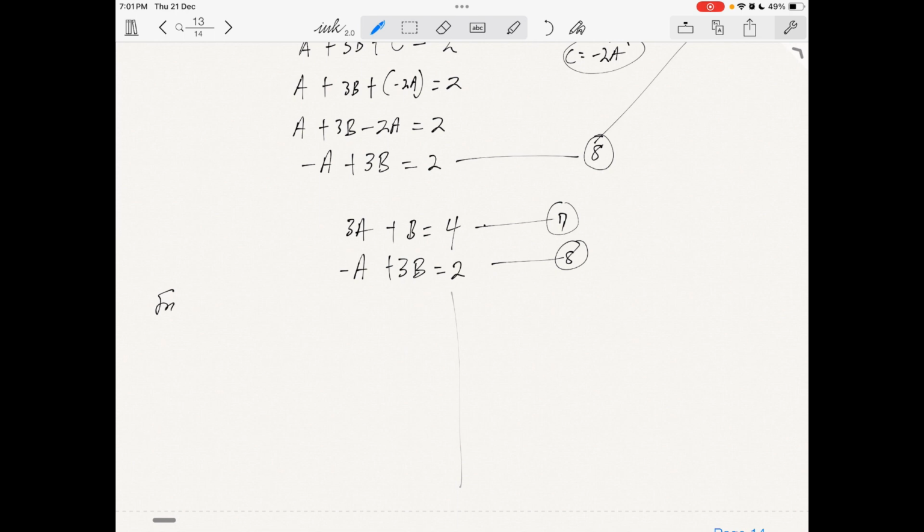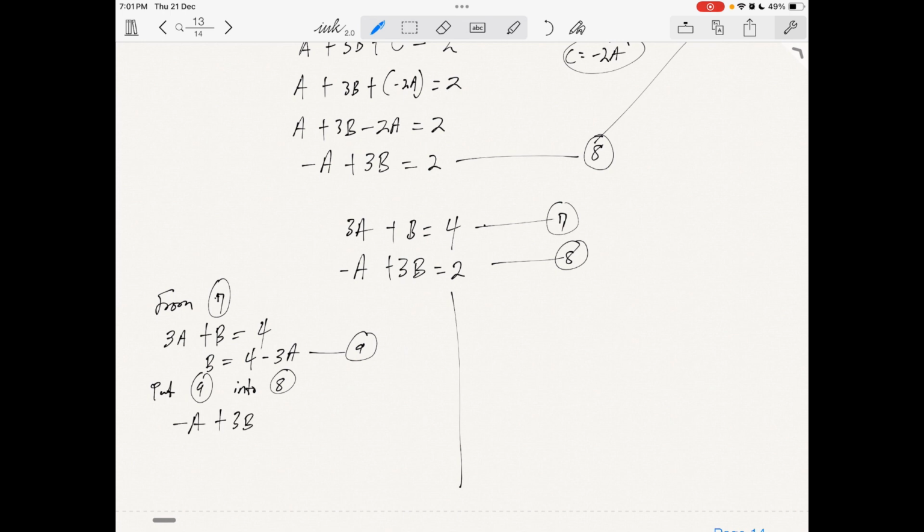So from equation 7, let's make b the subject of the formula. 3a plus b is equals to 4, so b is equals to 4 minus 3a, right? Let's call this one equation 9. So let's put 9 into 8, that's minus a plus 3b, well, we're writing 8 now, is equals to 2. And let's substitute b. So minus a plus 3 into 4 minus 3a is equal to 2.